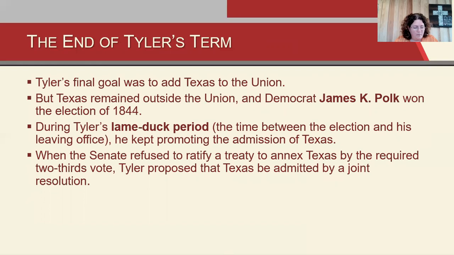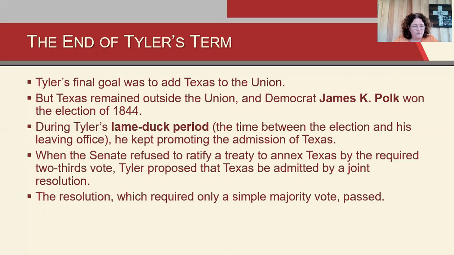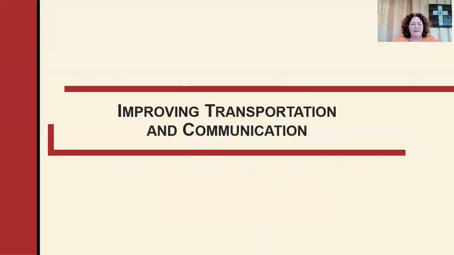During Tyler's lame duck period, which is the time between the election and his leaving office, he kept promoting the admission of Texas. When the Senate refused to ratify a treaty to annex Texas by the required 2/3 vote, Tyler proposed that Texas be admitted by a joint resolution. The resolution, which required only a simple majority vote, passed. By the end of Tyler's presidency, many Americans longed for the return of a strong leader like Andrew Jackson. Harrison had won the election of 1840 because of popular opinion against Jackson's policies and those of Van Buren, his successor. But for some Americans, Presidents Harrison and Tyler had been far too weak.